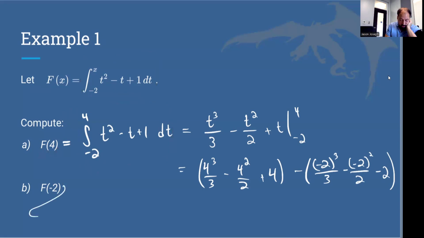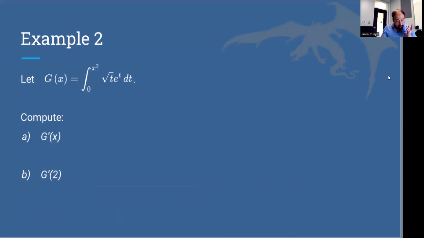And here's another example, big F of -2. That would be the integral from -2 to -2 of this function, which of course we don't have to calculate because we remember integrating over a single point is always 0. Okay, so this is just getting a handle to understand accumulation functions.